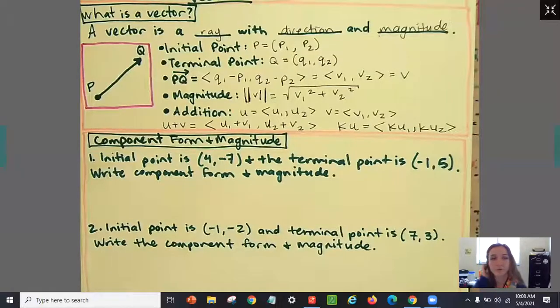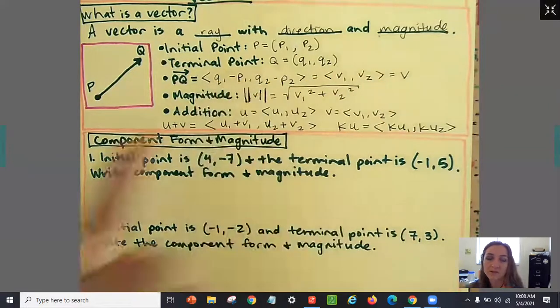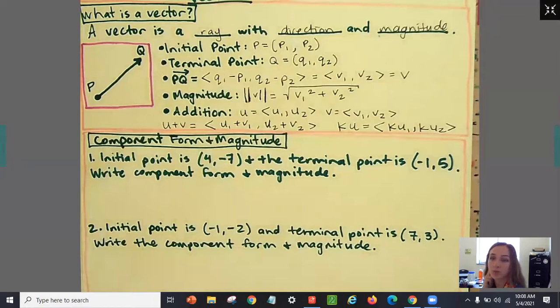Hello everyone, in this video we're going to be talking about the component form and the magnitude of the vector. So first I need to talk about what the component form is. The component form is just writing it as v1, v2, so we're just going to be subtracting the two values there to find the actual component form. So let's make a little note, this is the component form.